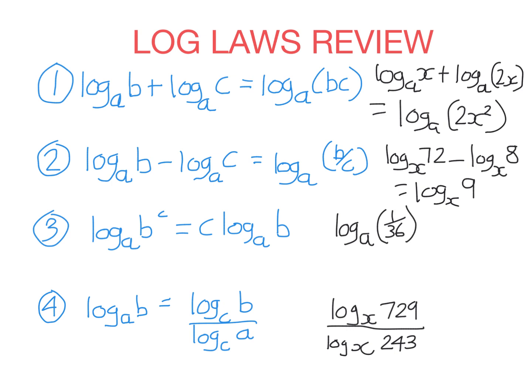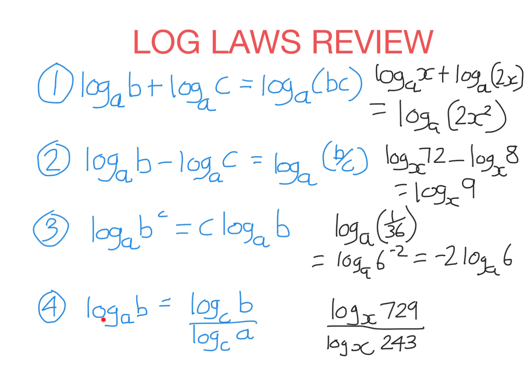So the third log law says if you have a power here, a to the power of b to the power of c, you can simply move this number to the front. So if I have something like log a of 1 over 36, note that 36 is 6 to the power of minus 2. So now I have this power up here, I just move it to the front. So that will just become minus 2 log base a of 6.